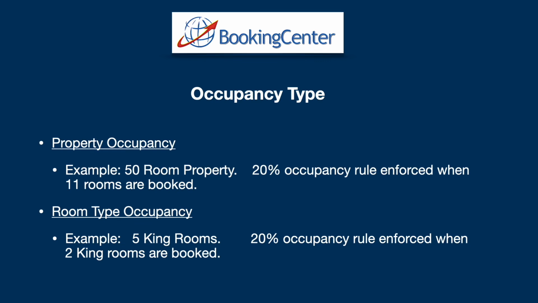In a room type occupancy setting, for example, if you had 5 king rooms and had an occupancy rule based on 20% occupancy, then the system will only enforce that yield rule when 2 kings were booked and ignore any other room types when invoking the yield rule.